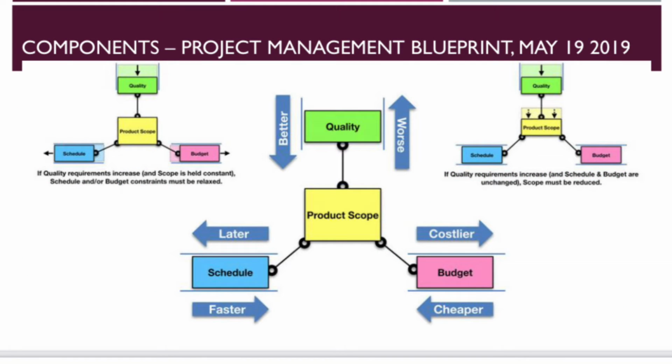These diagrams by Project Management Blueprint show how all elements are interconnected. For example, if quality is better, it would lead to a better product scope. However, if quality is worse, it will reduce the product scope and all other elements.